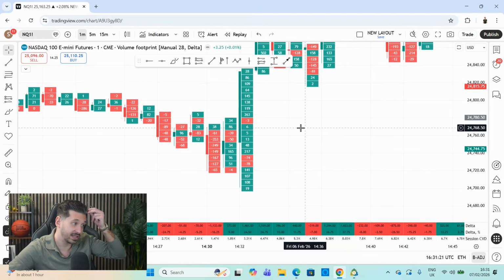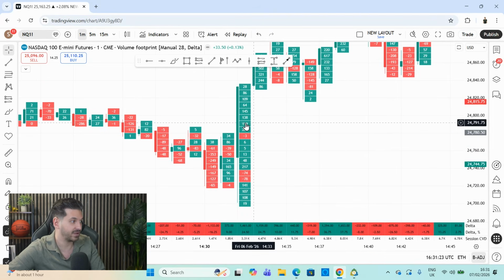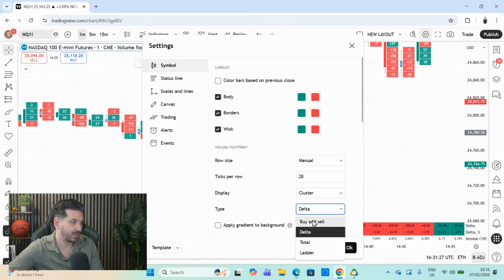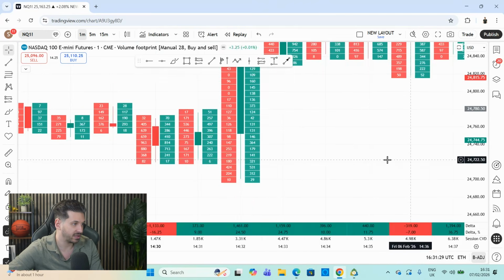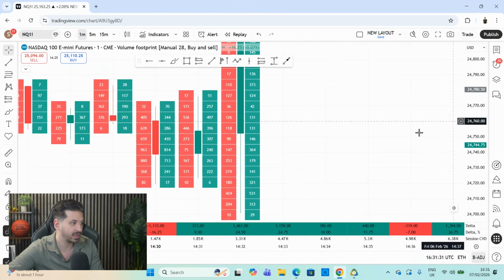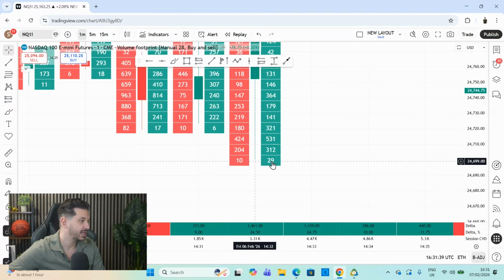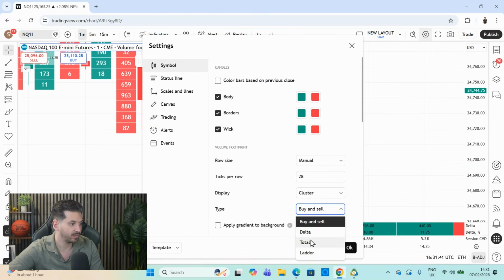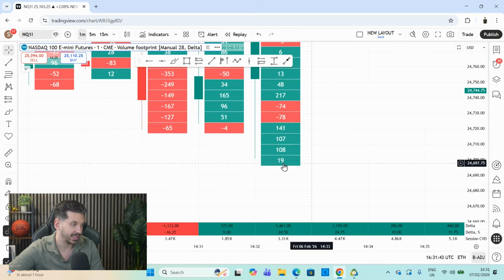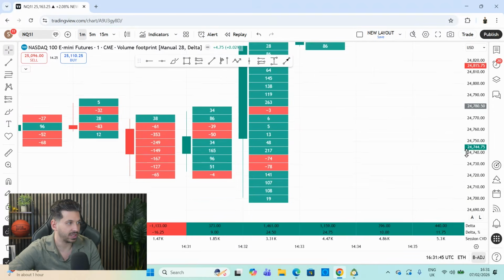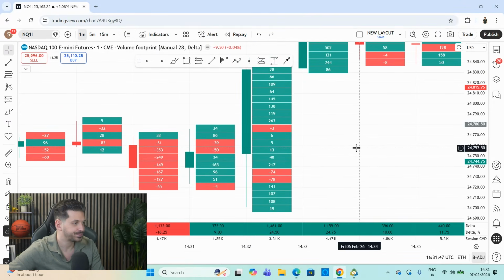Now, this is the delta footprint, so this is essentially the difference between the buyers and sellers. Some people have the buy and sell, and if I show you the buy and sell footprint, you'll understand what I'm talking about. At the bottom here, there were 10 contracts sold, 29 bought. Obviously, the difference between 10 and 29 is 19, so the delta would be 19. Really, really simple. And I like to have the delta footprint because I like to see the difference.